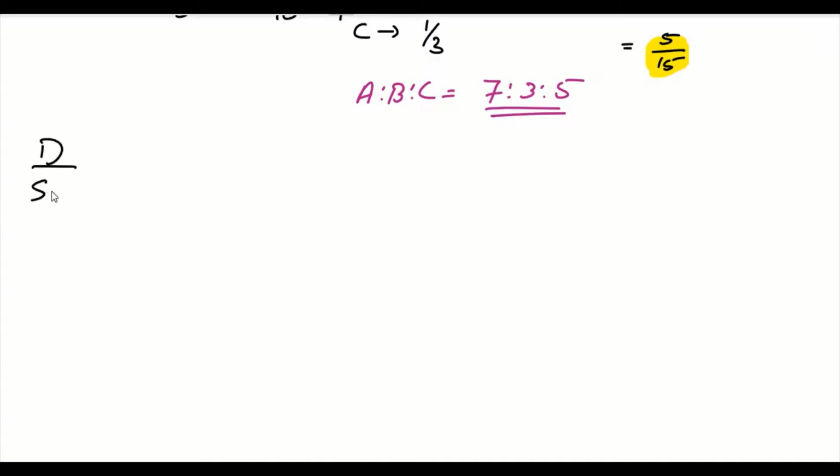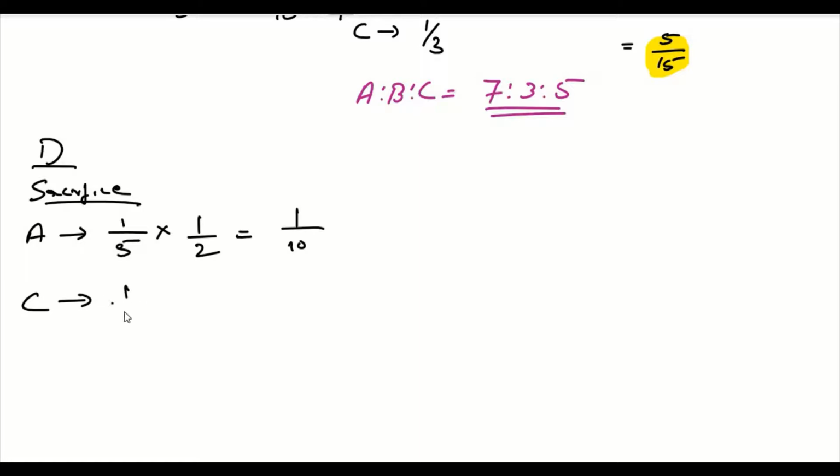Okay, so here sacrifice. A and C is sacrificing. So A, it is 1/5 share that we are giving to D. It is 1:1 ratio, so it will be 1/2. So 1/10 is sacrificed by A. C has 1/5 into 1/2, which is 1/10 is a sacrifice that is made.